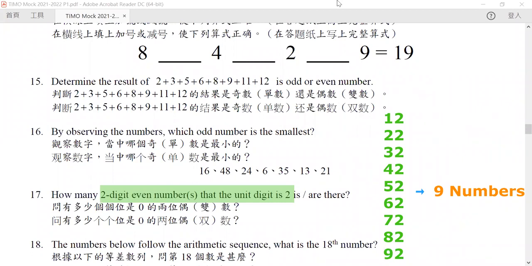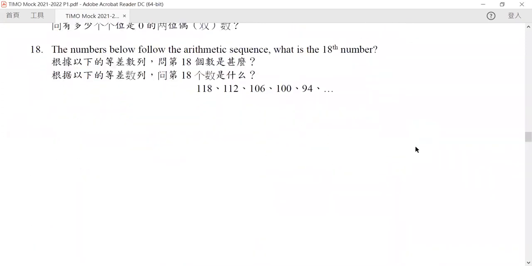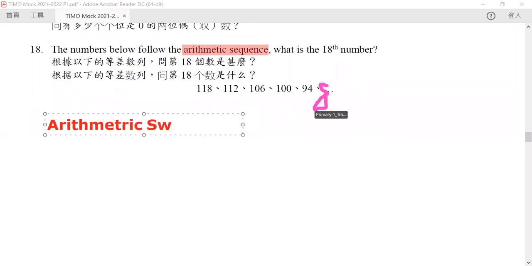Okay. So let's go to question 18. Now, this is an arithmetic series. What do you mean by arithmetic series? An arithmetic series is the series in which all neighboring numbers have the same difference.